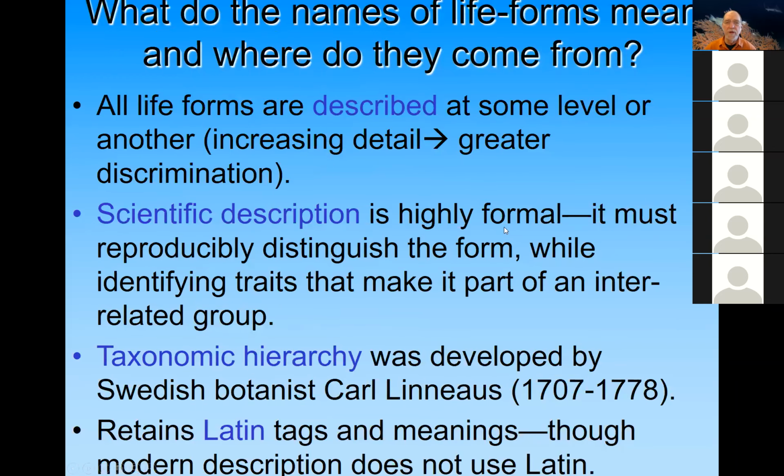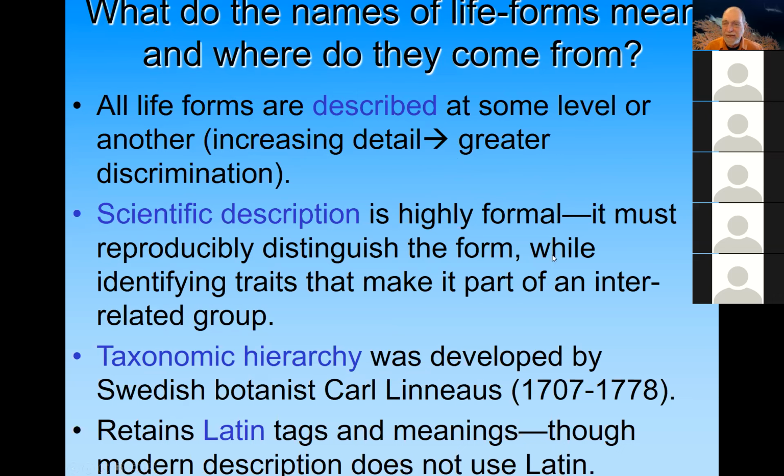All right, so we've been throwing these terms around, and now we want to get into some of the specifics. Hopefully this is review that you've had a lot of this in basic biology, but I want to put it in a marine context, and so I'll be using a specific example. So all life forms scientifically are described at some level or another, and we can come from a general description, which would include many different species, to a gradually increasing level of specificity, more detail, and greater discrimination among the different types that are there.